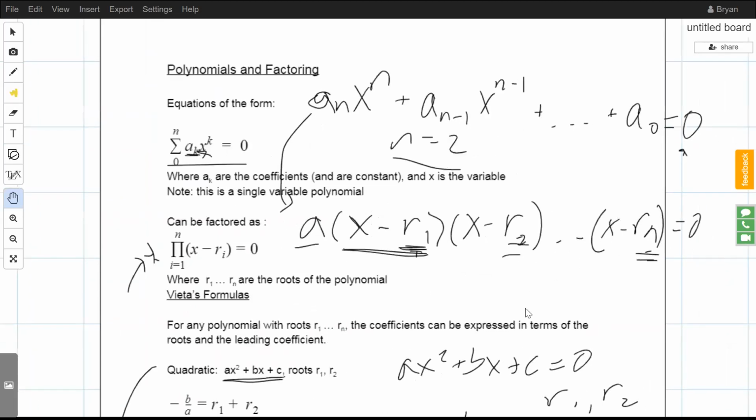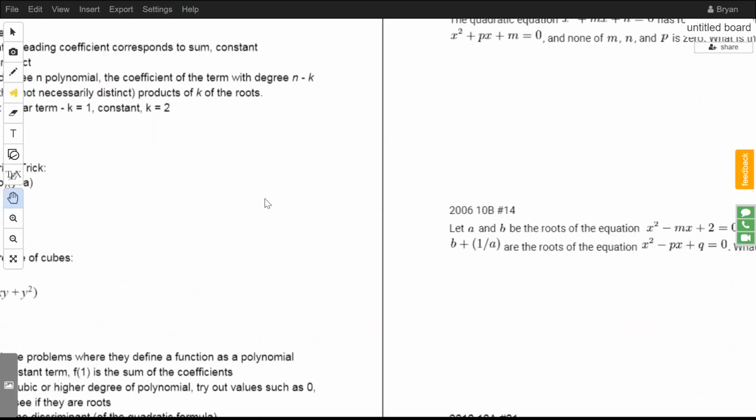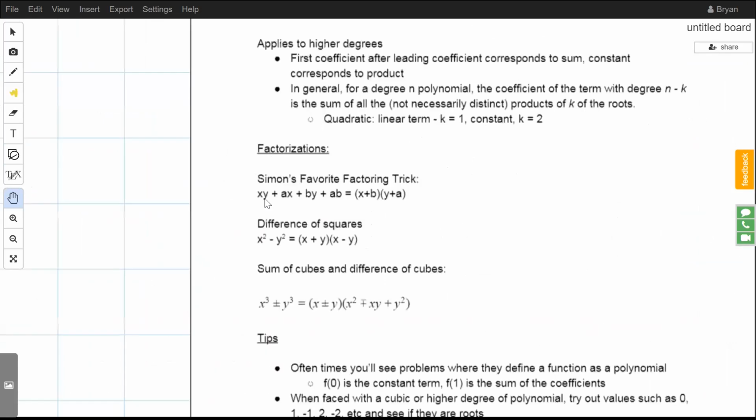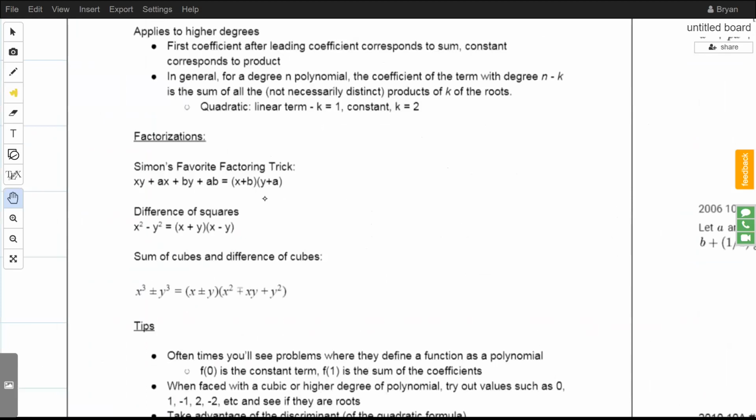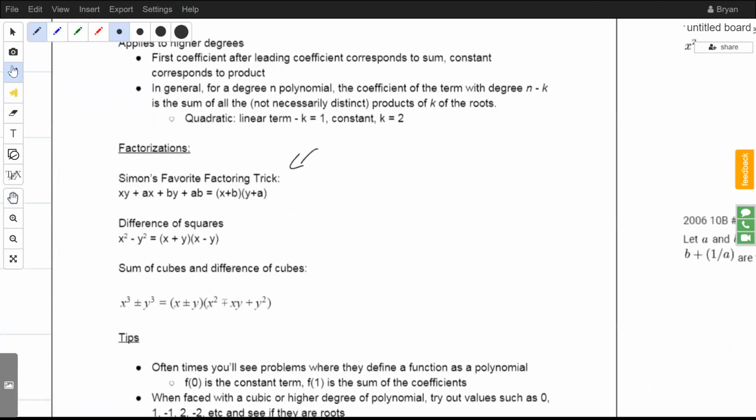So yeah, I just want to go over a few common ones, and this one is called Simon's favorite factoring trick for some reason. This one is actually really important, and it might seem sort of clear at first, where it's just y plus ax plus by plus ab equals x plus b times y plus a. I'll give you an example where it's useful.